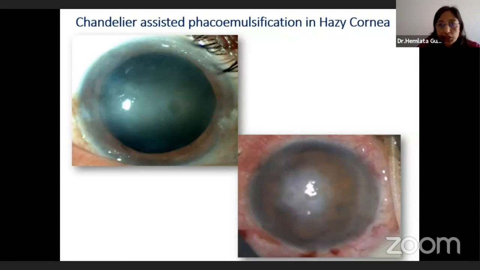So this was one such patient who was one-eyed with a central dense corneal opacity.